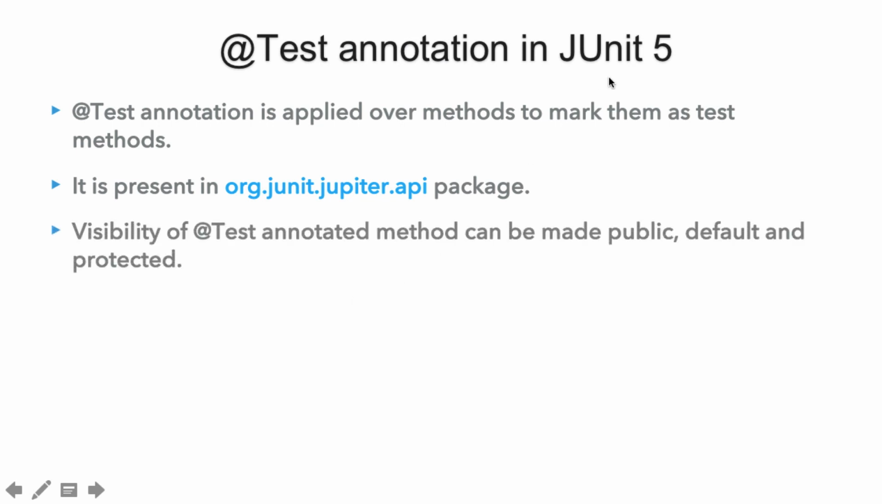Also here you can see that in JUnit 5, the methods which are marked with @Test, their visibility can be set to public, default and protected. So this is one of the enhancements in JUnit 5, because in JUnit 4 the visibility was only public, but now with JUnit 5 they have made it public, default and protected.